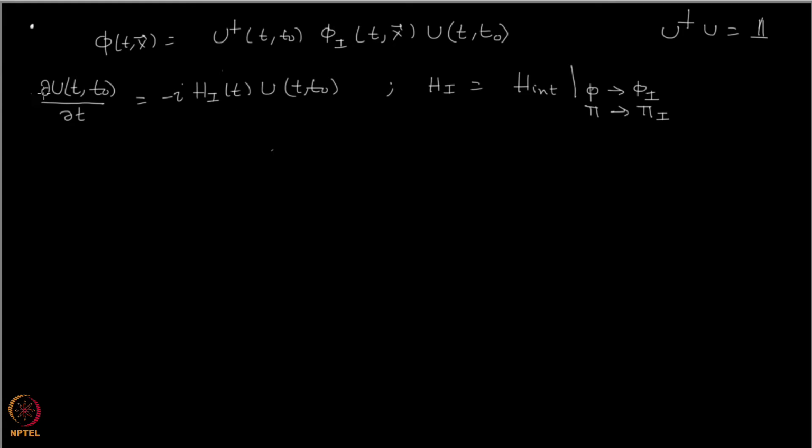And our task is now to find a solution for this differential equation together with the boundary condition that u(t0) is 1. Okay, because from the definition it's clear that u(t0) is 1. Now that's what we are going to do in this lecture. We are going to find the solution. The difficulty arises from the fact that these are operators which do not commute with each other. In fact, H_I's at different times also do not commute. H_I's are made out of fields, and these fields do not commute unless they are at equal times. So in general, H_I's at different times will not commute.